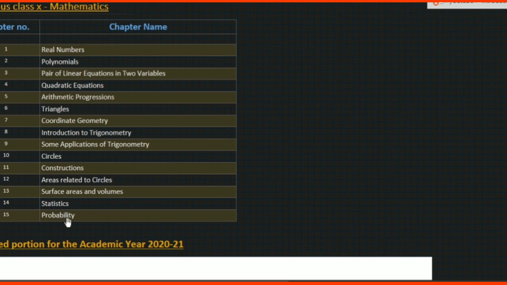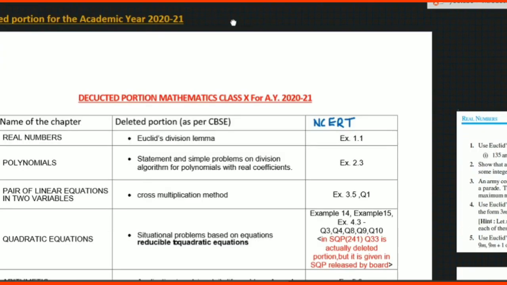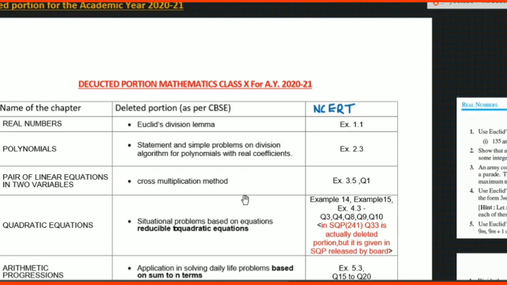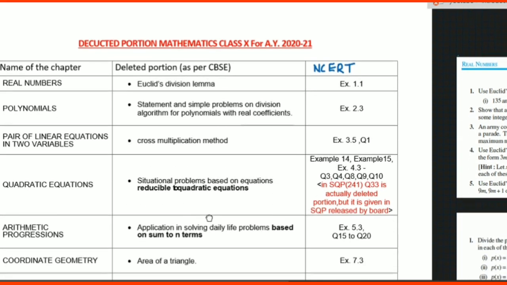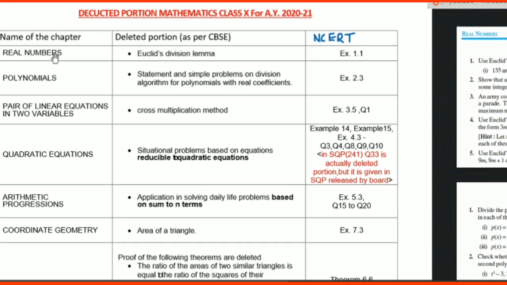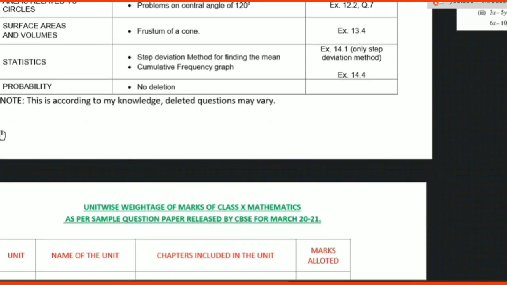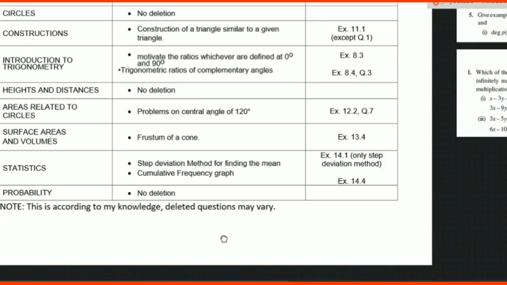We all know very well all 15 chapters. So all 15 chapters are listed over here. Going to the next one, which is very important for us, that is the deleted portion for the academic year. If we observe carefully the tabular form, here are the chapter names, here is the deleted portion as per CBSE, and these are the content questions from the NCERT textbook, right? Questions may vary. Note point: this is according to my knowledge, deleted questions may vary.